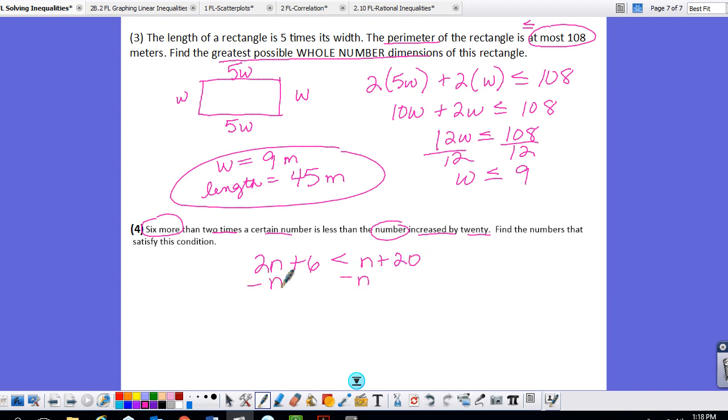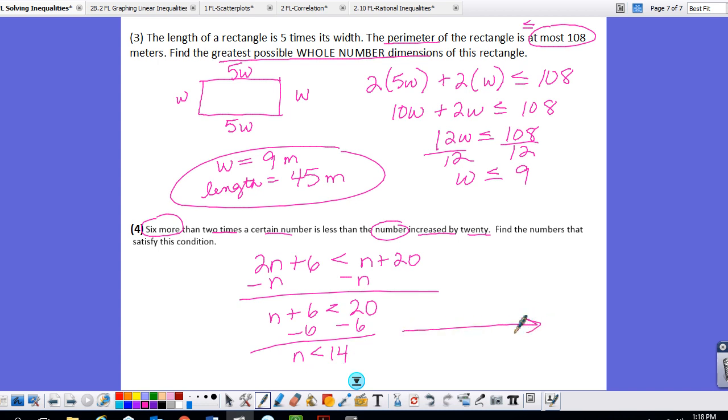Again, get your variables together. So subtract your n. So we have 2n minus n is n plus 6 is less than 20. Subtract 6. So we get n is less than 14. So on a number line at 14, go in an open circle, everything to the left.